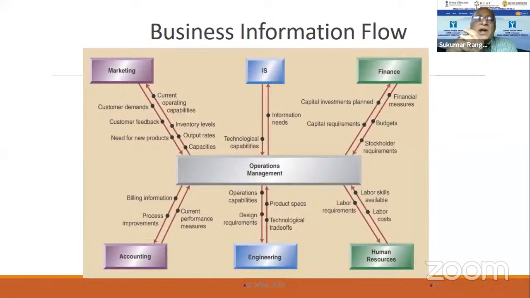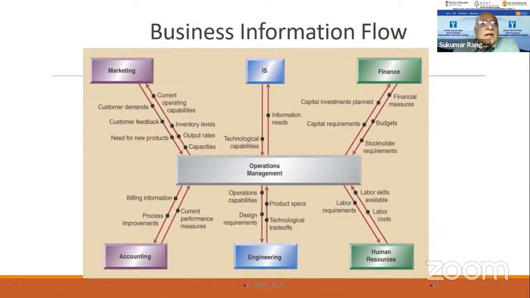In doing these operations, there is a constant information flow from the various departments, as you can call them, or divisions or services within the organization, typically consisting of marketing, finance, human resources, engineering, information systems, or IT, as you may call it, and accounting. So you see that all of them take information and supply information to operations management continuously.